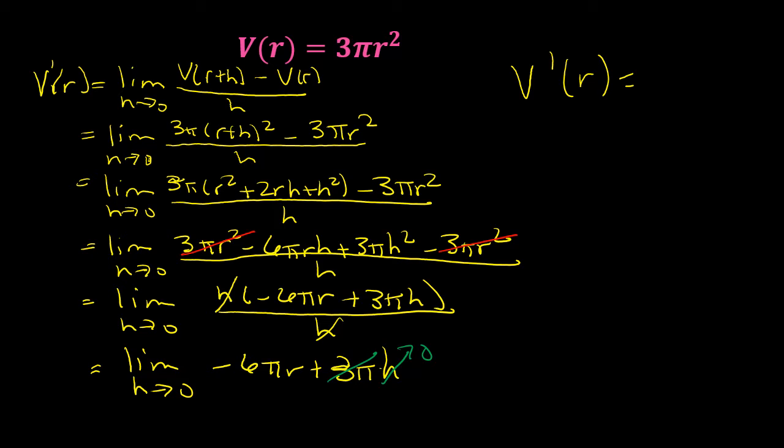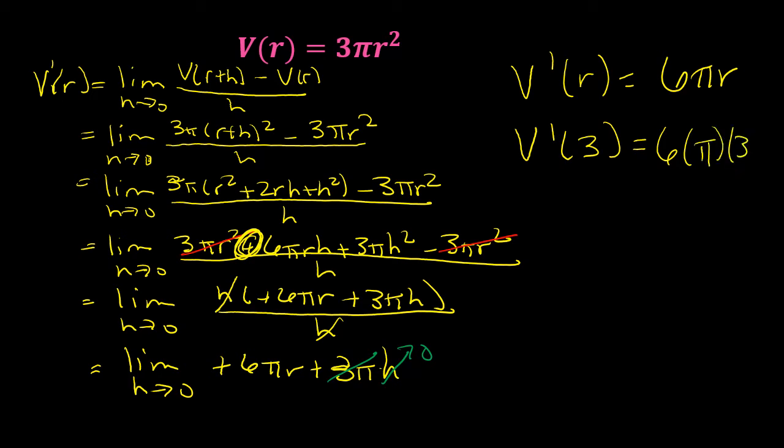I don't think it should be negative. Nope, it's not negative. Time out. Ms. Schwartz made a sign mistake right here. This should be positive. I don't know where I picked up a negative. Can't be negative. Okay, so v prime of r is going to be 6 pi r. So if I find v prime of 3, that is going to be 6 times pi times 3, which is going to be 18 pi.